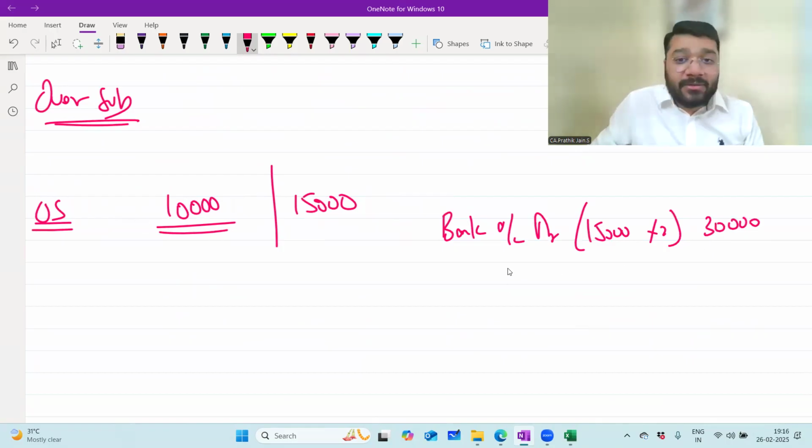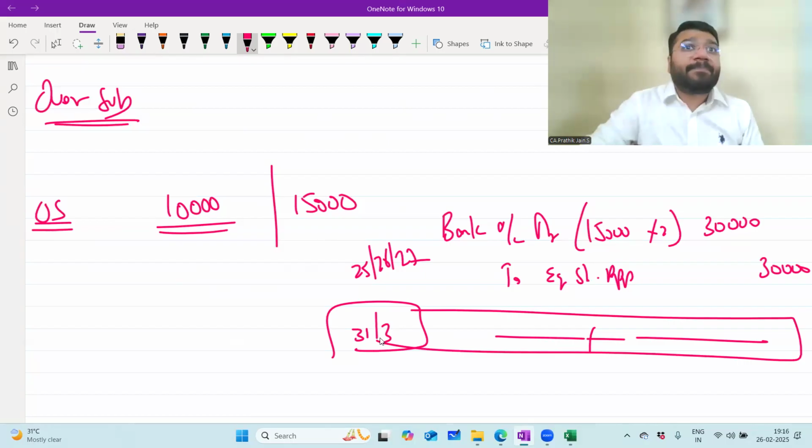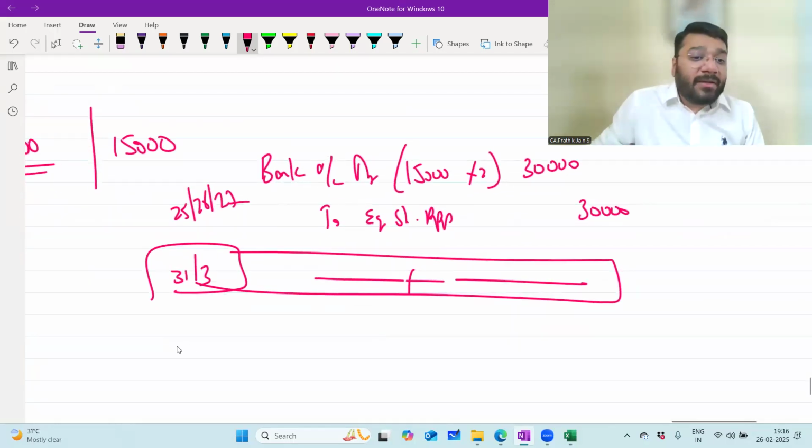To equity share application, 30,000 rupees. This is happening on 25, 26 and 27. In between, what is happening? 31st March, year end is coming. Any problem? No, sir. After that, on 2nd April, you're going to do the allotment.